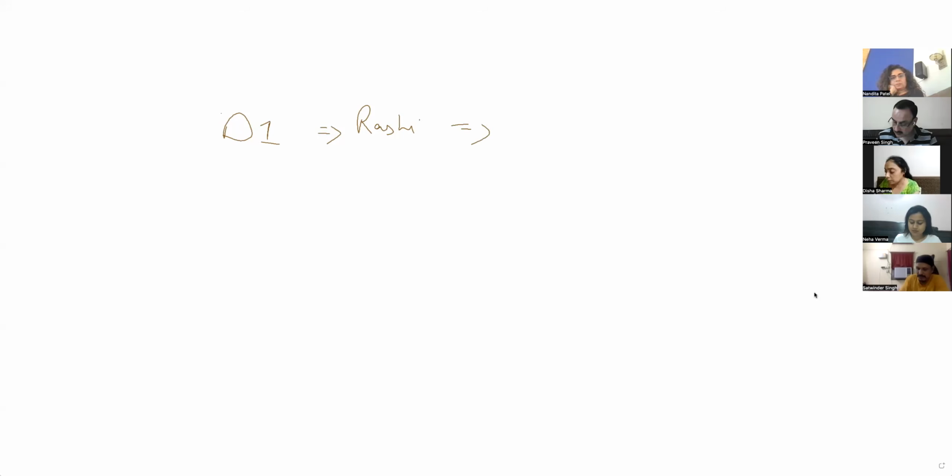As you know, the first chart is the D1 chart. D1 is nothing but your Lagna chart, also known as the Rashi chart. And why do we look at the D1? What is the purpose of looking at the D1? It is to get a broader view, the overall view.